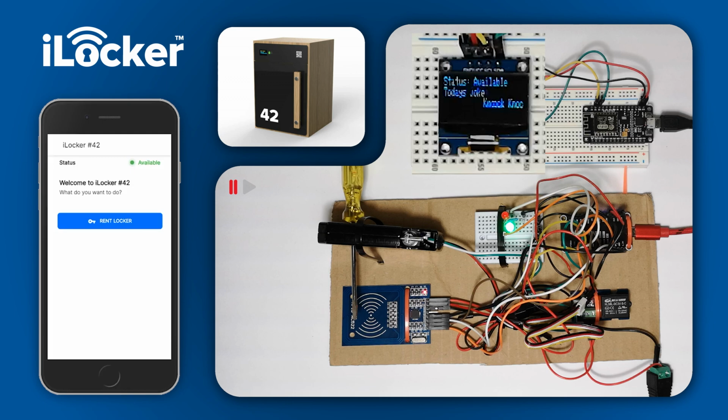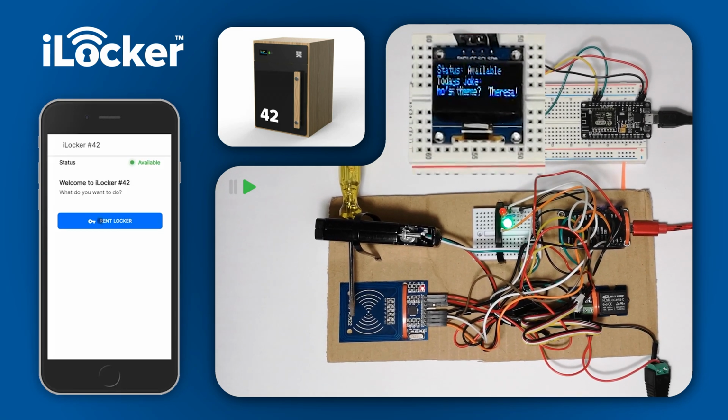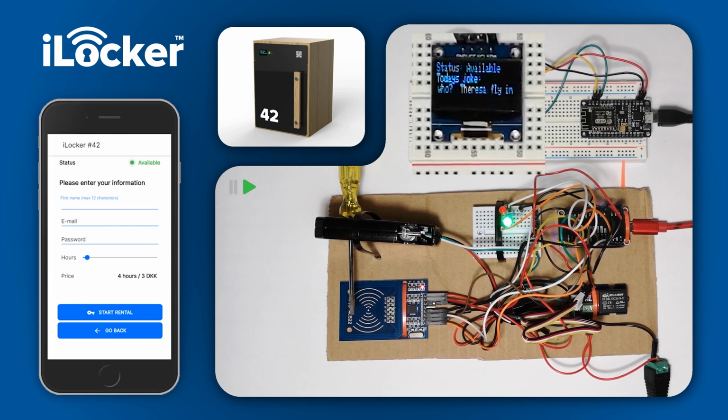Now, when you scan the QR code that's on the locker, you are greeted by the welcome page from the app that's currently displayed on screen right now. Here, you can also see if the locker is available if you are not physically present at the locker's location. Now, if we try to start a rental, you'll see here that you have to input a few details in order to start the rental.